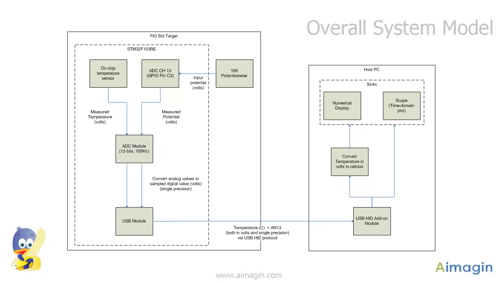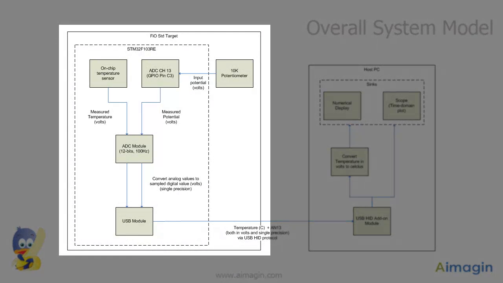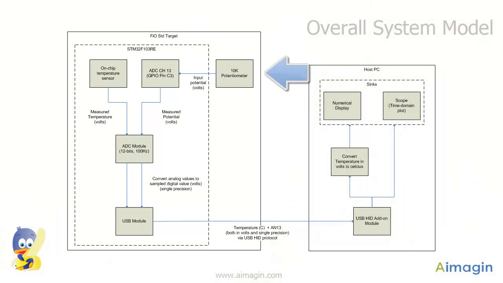This example demonstrates how to create a Simulink model for using the FiO Std Evaluation Board as a target to acquire real-time data from two sources, including: 1. A potentiometer and 2. An on-chip temperature sensor. Both analog inputs will be sampled and converted to digital values by an on-chip 12-bit analog to digital converter set at 100 Hz sampling rate.